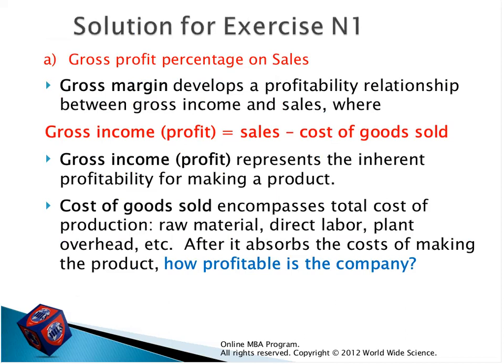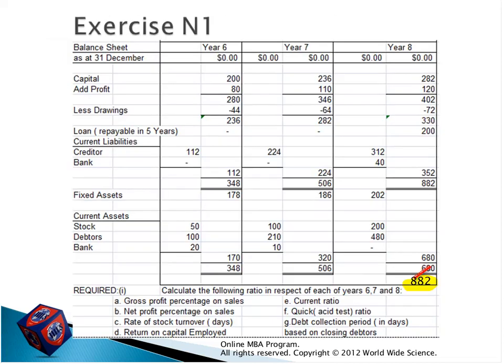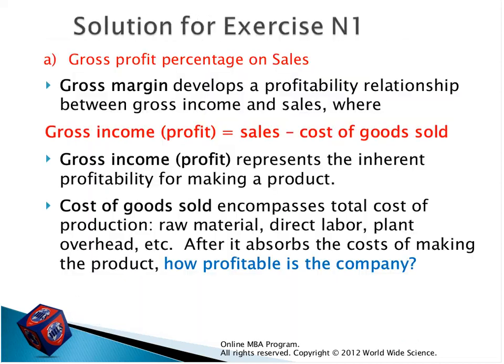So first question, we have to find the gross profit on sales in percentage. Let's see. I'm giving you the solution with a little explanation of each ratio. That would be additional information for your study. Okay. What is the gross profit percentage on sales? We call it gross margin. It develops a profitability relationship between the gross income and the sales.